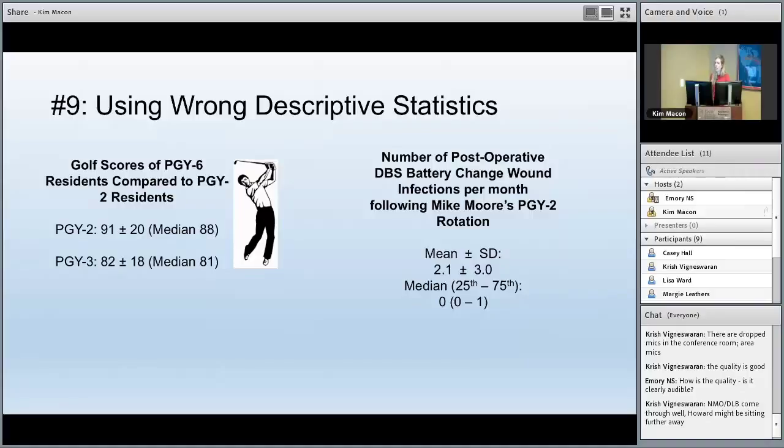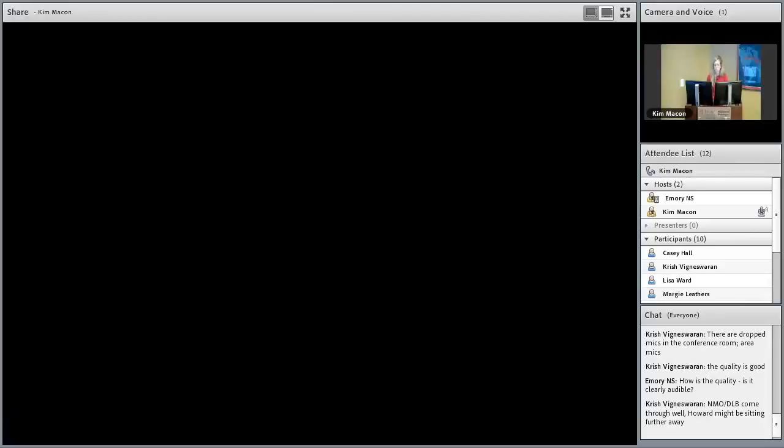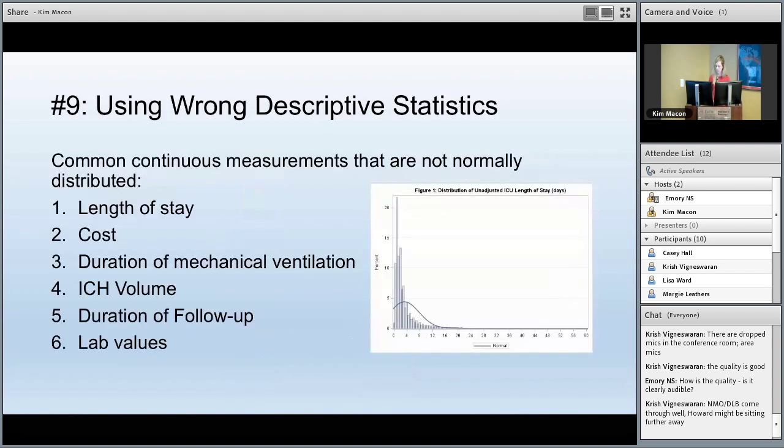When we actually look at the median, we see that there were very few post-operative infections for Mike Moore. This is clearly an example of making up data. Yes. What about the number of bed bugs found in Grady call rooms compared to Emory call rooms? So we can see here that the standard deviation is quite large in this group, and again, maybe we don't want to report the mean. Oops, let's see. Oh, there we go.